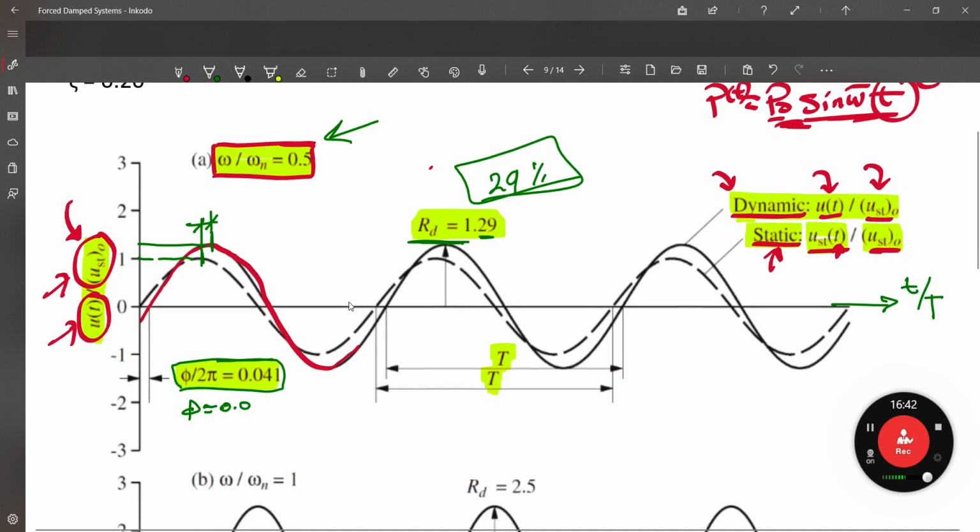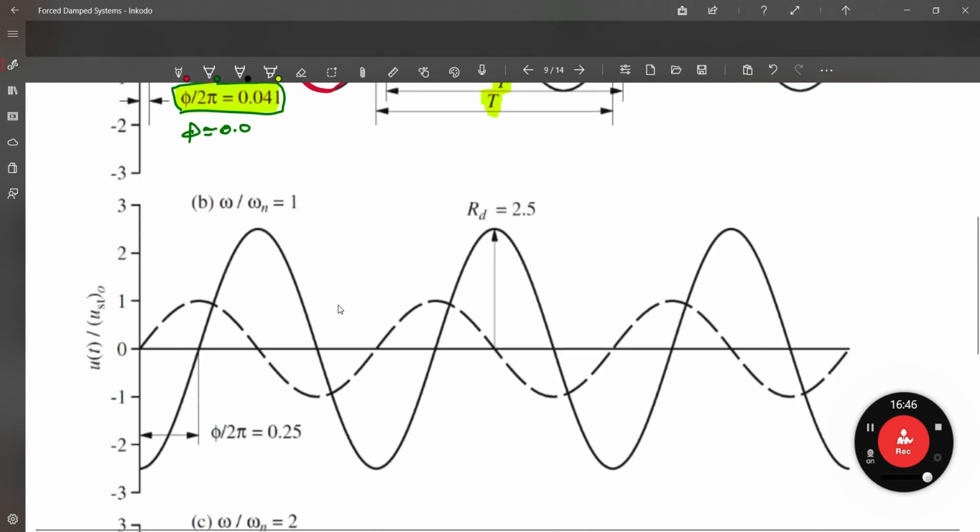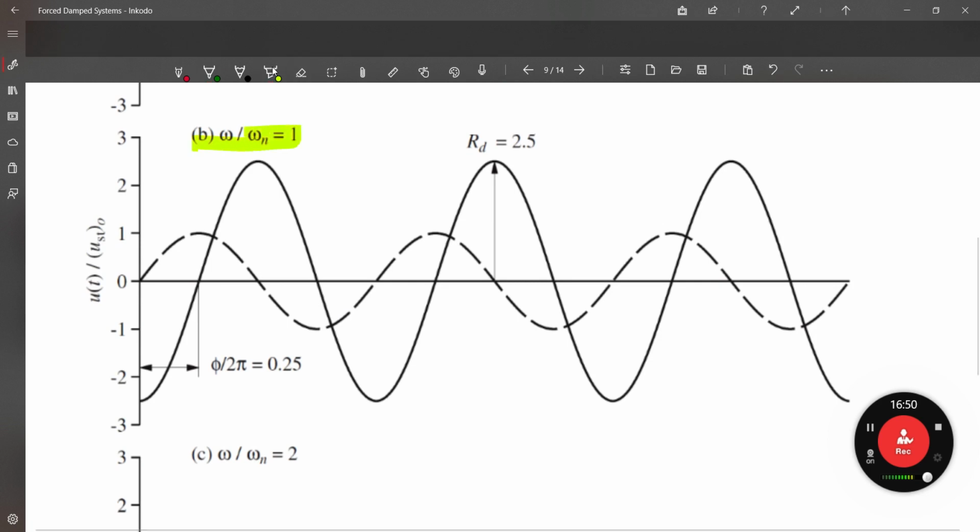Okay, now let's see the case where we have omega equal to omega n, where we have resonance. First of all, in this case, there seems to be something for the phase angle, right? It seems that the maximum amplitude of the solid line, which represents the dynamic response of the system, is not lagging; it is the dashed line that is lagging behind the maximum amplitude.